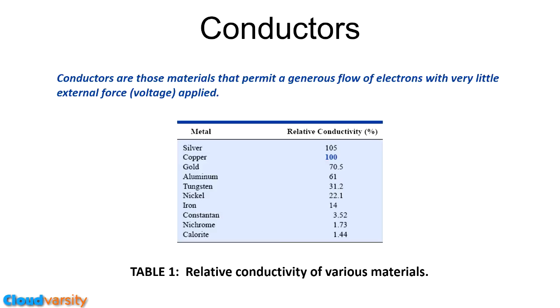As you can see, copper has a relative conductivity of 100. Okay, so silver is more than 100. That means silver conducts electricity better. Gold also conducts electricity well, but slightly less than copper. Since gold is expensive, that's why we do not use it. Similarly, silver is also expensive, that's why we do not use it. But silver has a better conductivity than copper, as you can see from this chart.